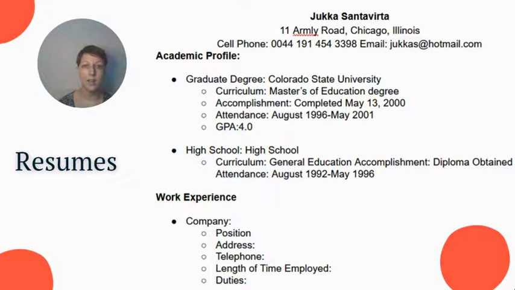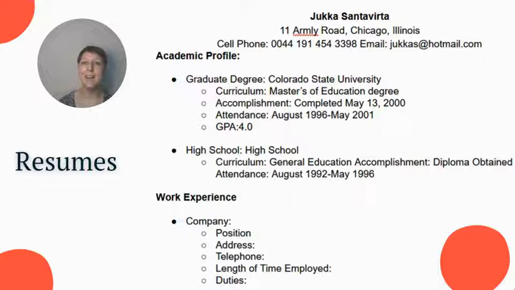All right, I've attached a resume here, a sample using Jukka Santavirta's name and information. Okay, so we see on this resume at the very top, we have the name in bold. It's big and easy to see. We've got the address and the cell phone and the email. So it's very easy to reach this person.